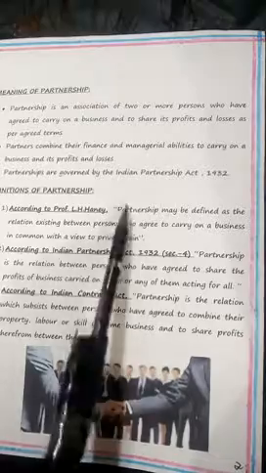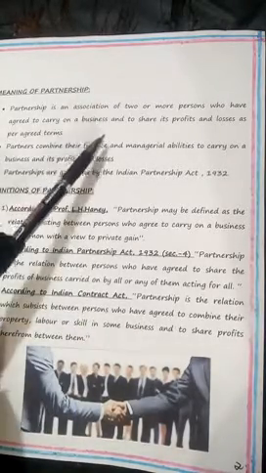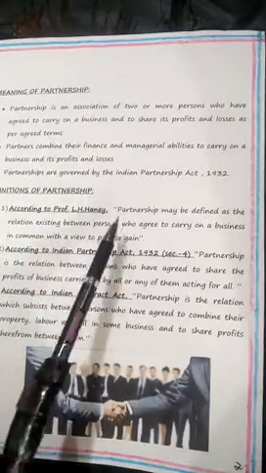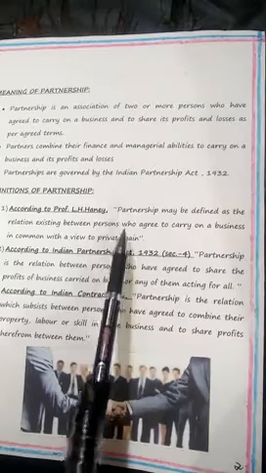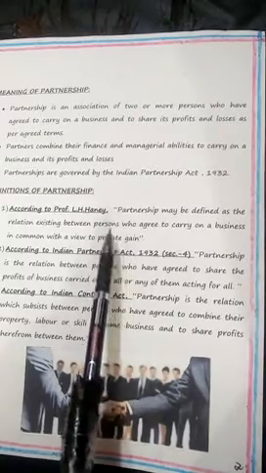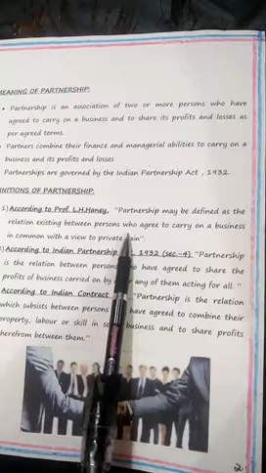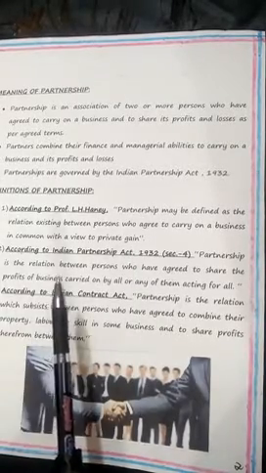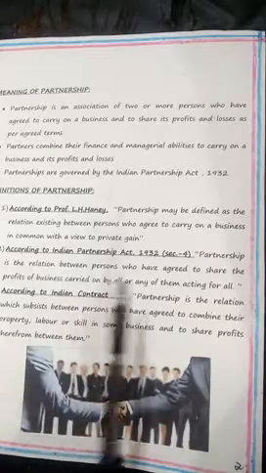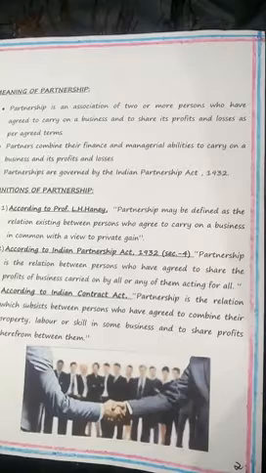So you must understand there are three definitions given, children. All three definitions boil down to three important points. Partnership is a relationship between two or more persons. Partnership is an agreement to share the profits or losses of the business as per the agreed terms. And partnership is carrying on activities by all the partners or any of them acting for all. These three important points you remember, children.